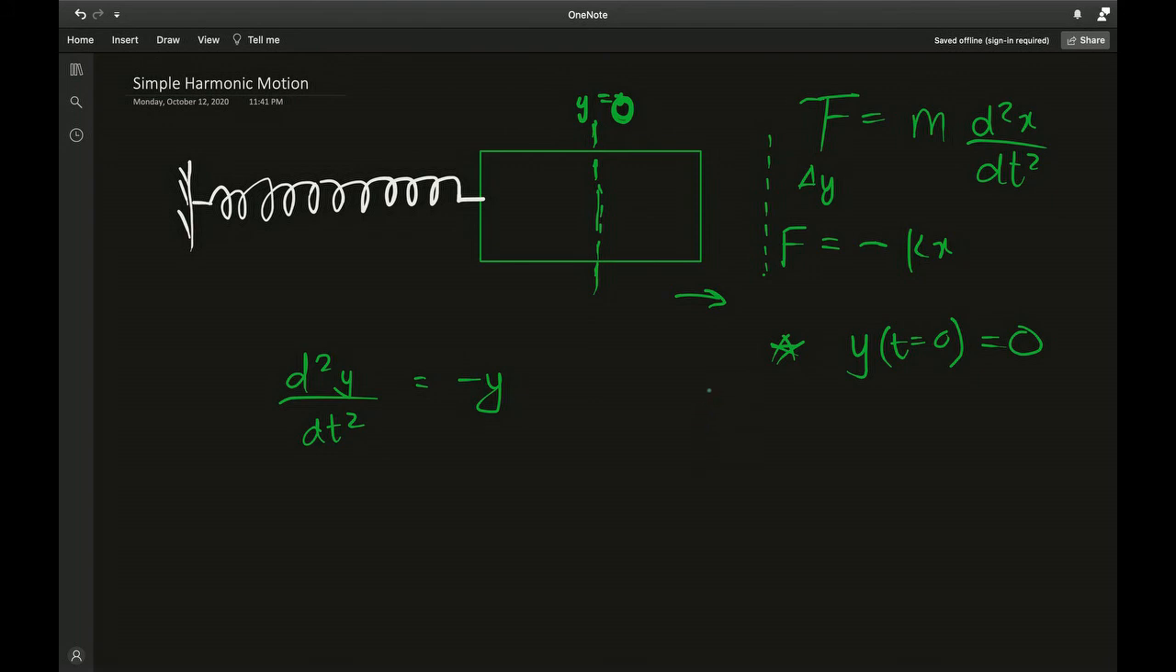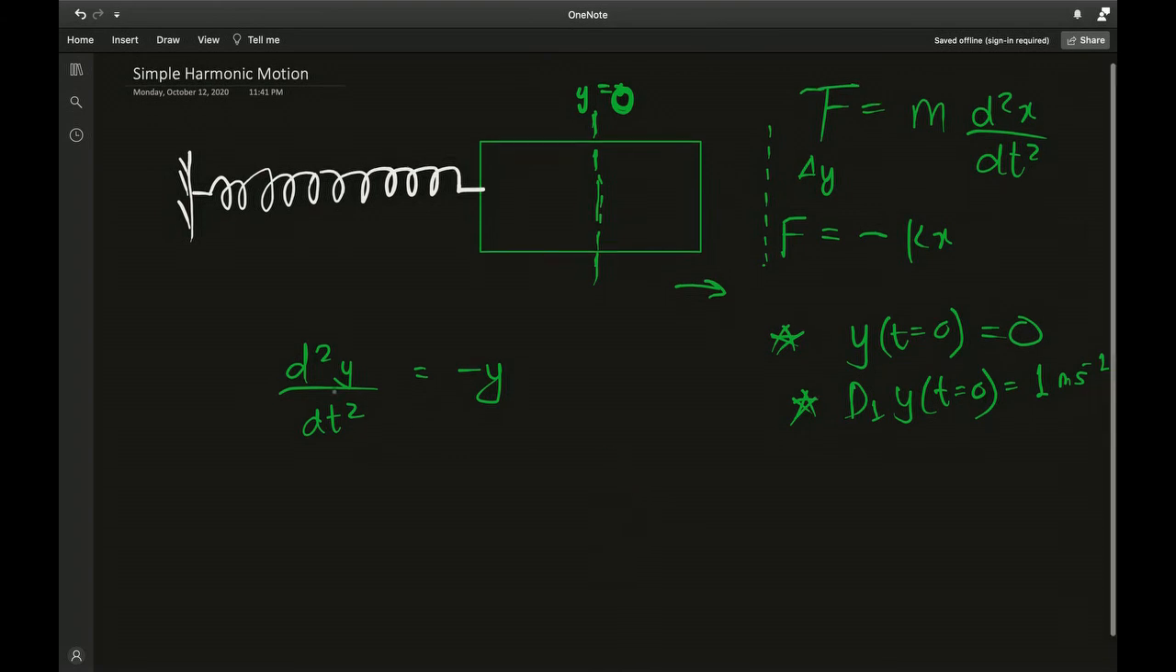The second constraint is, when I leave the block from here and then it comes back to the reference point, it will have a certain velocity. So the first derivative of y at time t equals 0, let's call that 1, say 1 meter per second velocity. That's the second constraint. Okay, now we know the constraints.